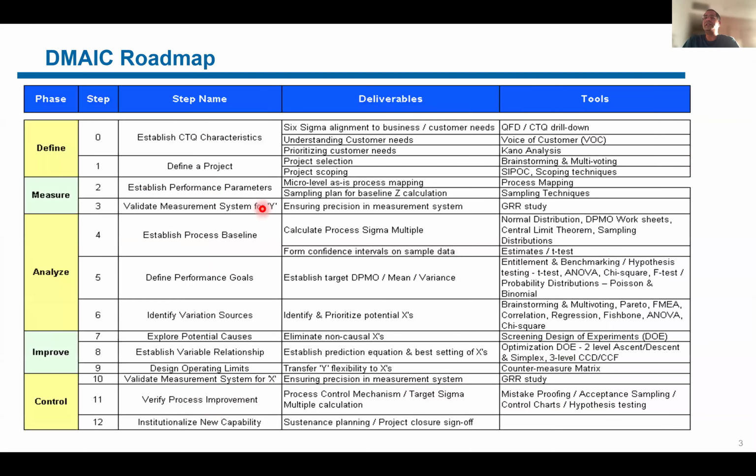Again, this is the DMAIC roadmap that I would be using as part of this project. Today is only step 0 and step 1, where I have slightly elaborated the two steps. One is establishing the CTQ characteristic, and the other is definition of the project. In the first step, I will try to make everyone understand the context of the business and how the business requirement or customer needs are aligned to the CTQ that I have selected. In the second step, I would be showing the steps or tools that I have used in selecting and scoping the project.